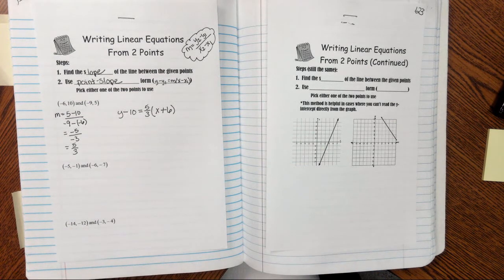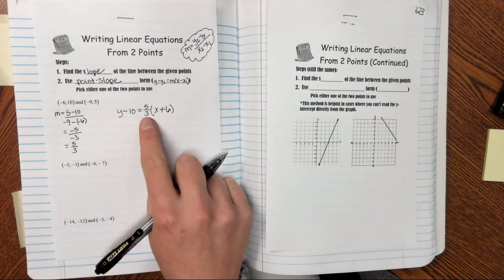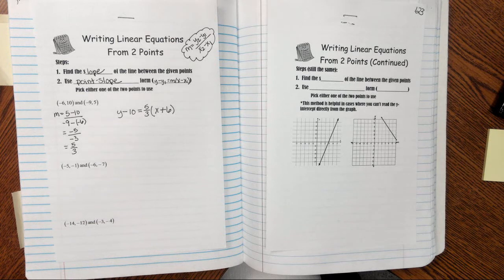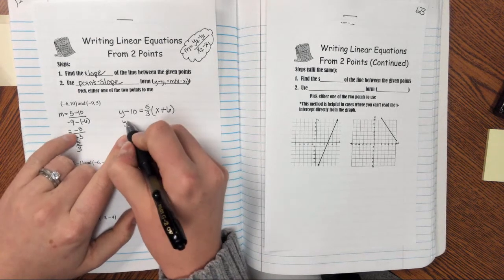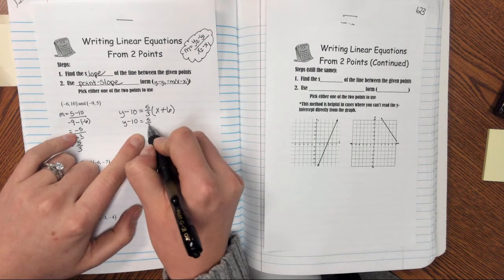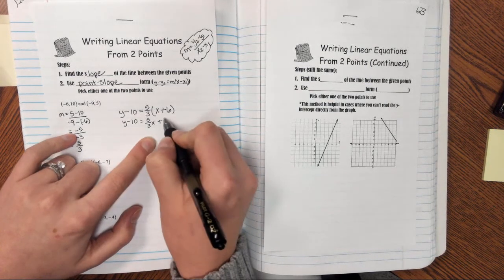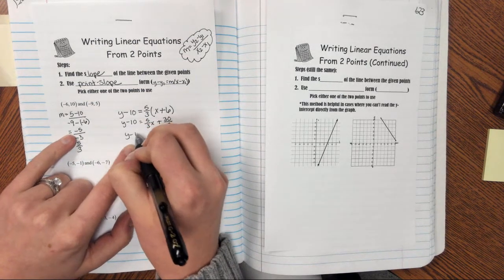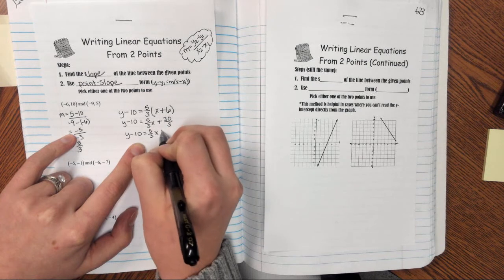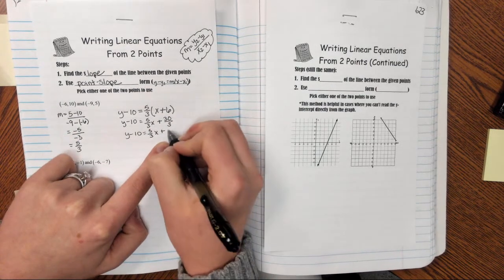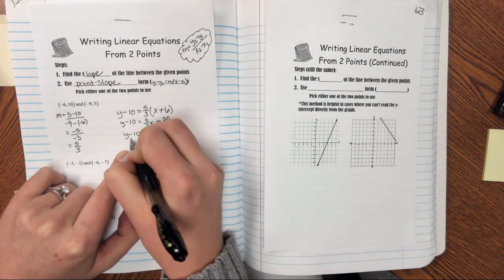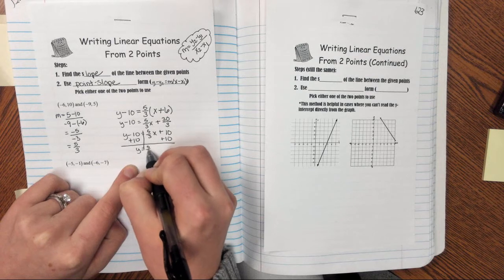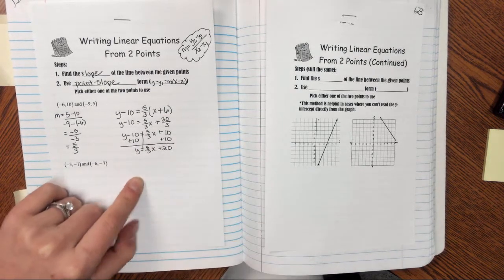If they asked you to put this in slope-intercept form, of course you'd distribute the 5/3, and then you would add 10 to both sides. So we can go ahead and do that. So I have y minus 10 is equal to 5/3 x plus 5 times 6 is 30 thirds. And if I simplify that, I have y minus 10 is equal to 5/3 x plus 30 thirds is 10. Adding 10 to both sides gives me y equals 5/3 x plus 20 as my final answer.